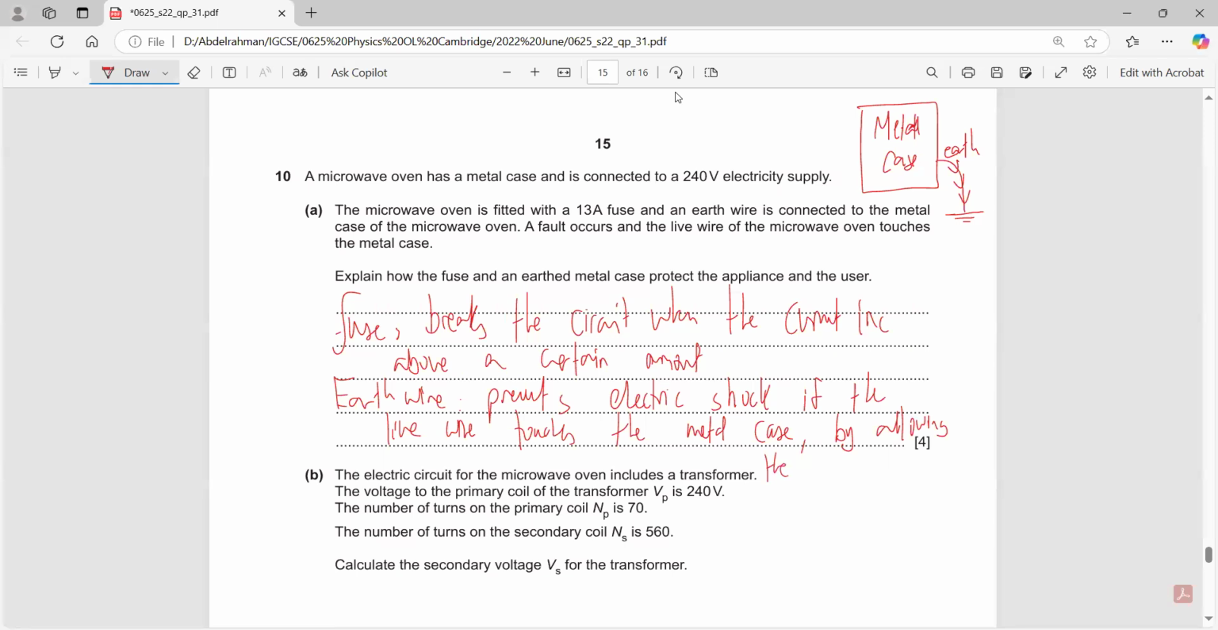By allowing the electrons to flow to the earth. So if you have any excess electrons, any extra electrons on the metal case, and if you touch the metal case with these excess electrons, you'll get electrocuted, an electric shock. So how can you prevent it? By connecting this metal case, this device, to the earth using a very simple wire. You'll connect this simple wire to the earth, and then all of these electrons will be discharged to the earth, preventing an electric shock.